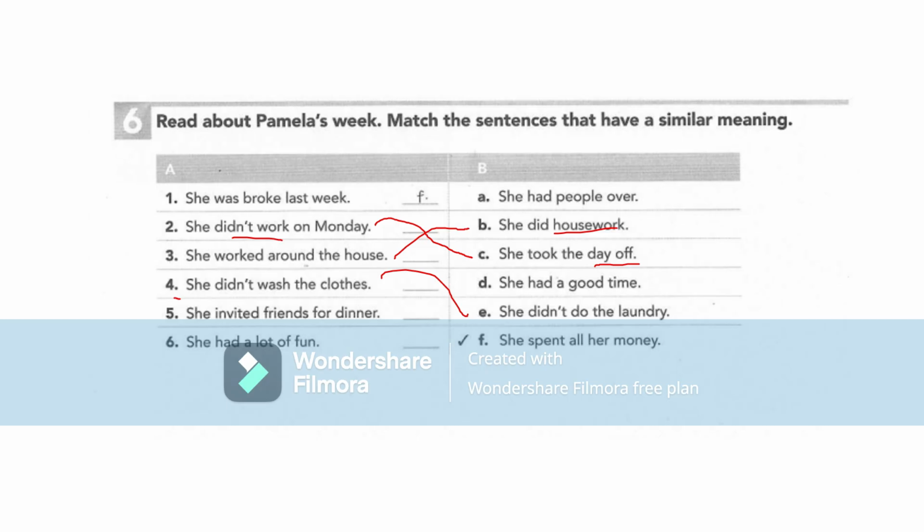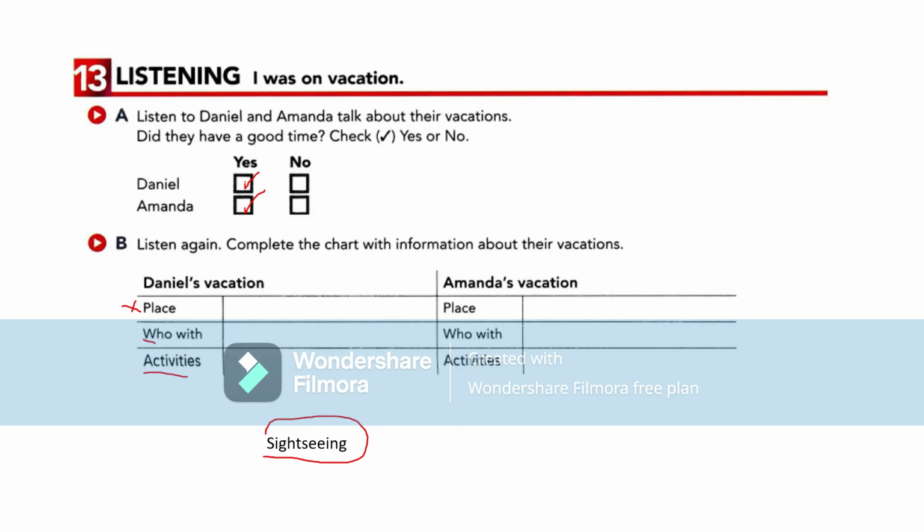Okay, let's continue with number 5. She invited friends for dinner. Tell me, Jennifer. She invited friends for dinner. She had people over. It's the same thing.